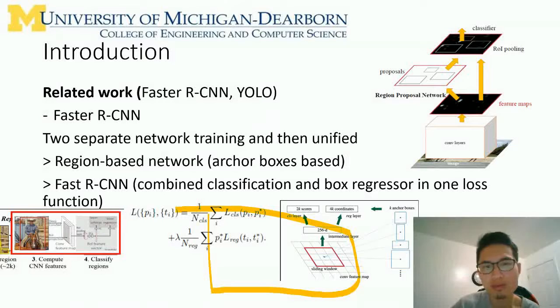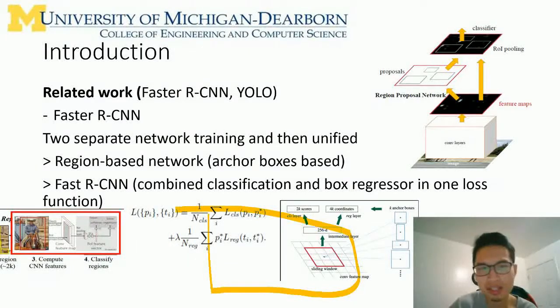For the related work, we will talk about YOLO and Faster R-CNN. I'm not going to talk about SSD here because it was mentioned in my report, but it is not in this presentation. Faster R-CNN is based on two separate networks, and then talks about how to unify the two networks. The two networks are region-based networks, and Fast R-CNN comes first.